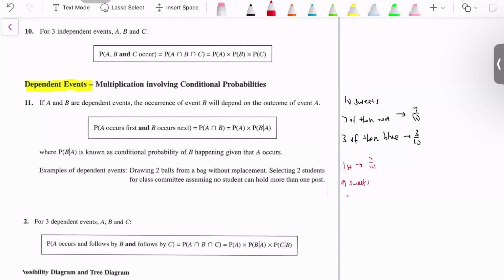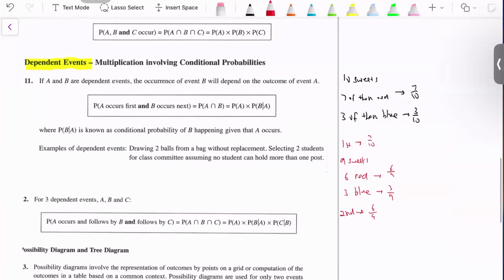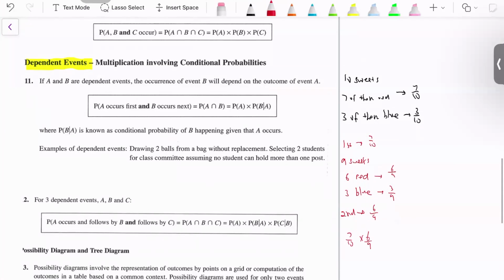And out of 9 sweets, 6 are red, 3 are blue. So the probability changes because now we have 9 sweets. So now the red is 6 out of 9 and blue is 3 out of 9. So in the second time, the probability of us getting a red sweet is 6 out of 9. Okay? So in this case, the probability of us getting a red sweet twice is 7 out of 10 multiplied by 6 out of 9. So the probability changes every time we take out a sweet. Okay? So this is your dependent event.